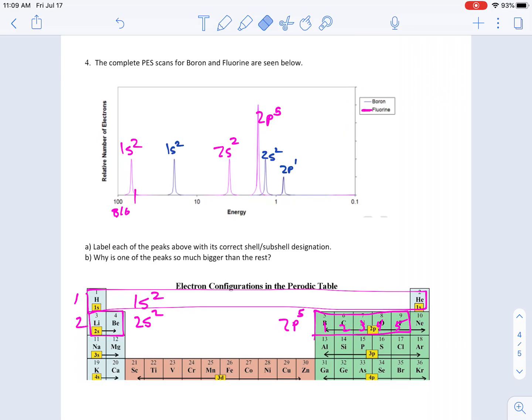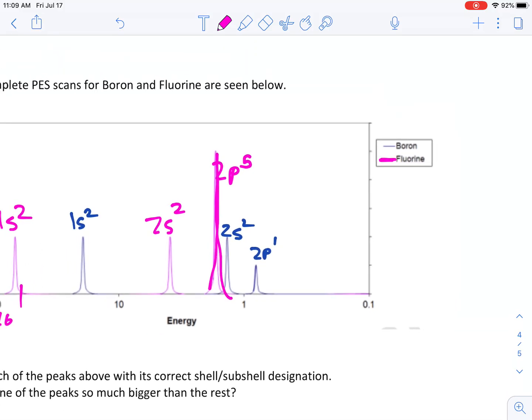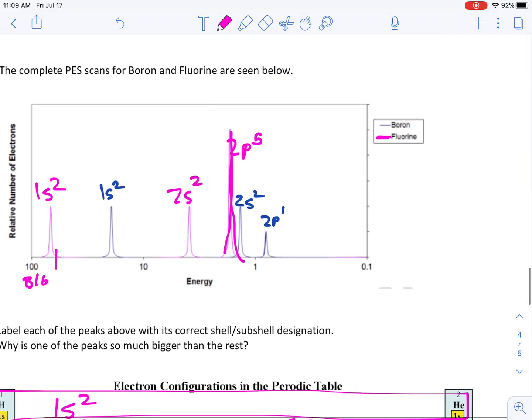So our first step is to label the peaks. Part B says, why is one of the peaks so much bigger than the rest? Well, that's this one here, obviously. Why is that one so much bigger?